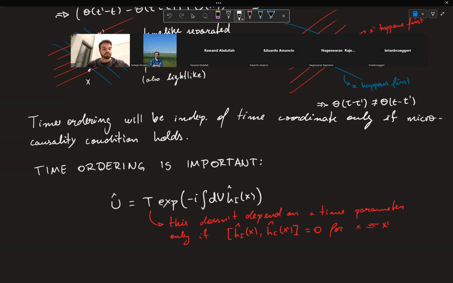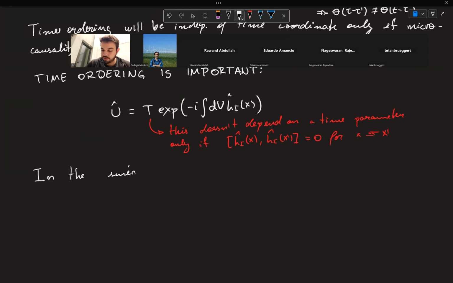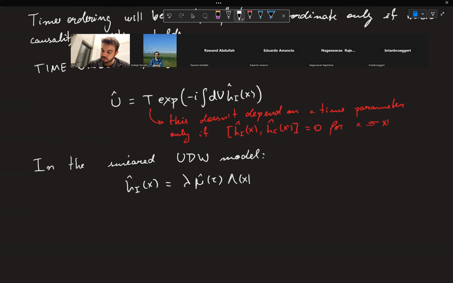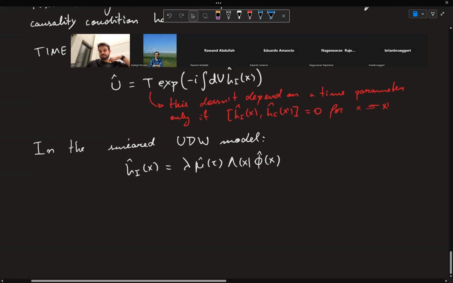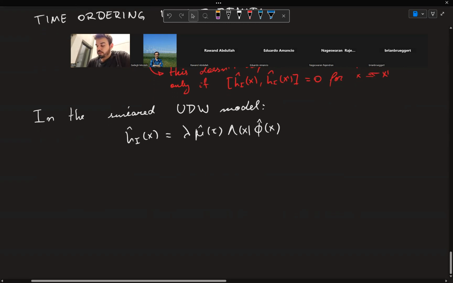All right. Now, in this mirrored UDW model that we talked about briefly, we had this Hamiltonian for a detector, which was lambda, monopole operator, space times mirroring function, quantum field. Okay. So every quantum field theory satisfies microcausality. This is a postulate of the theory. It basically comes from the fact that the field commutator is the causal propagator, which only has support in the causal future and causal past, but not when the points are spacelike separated.